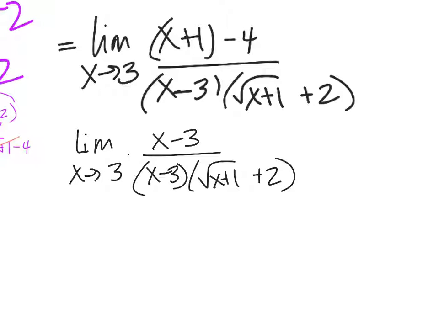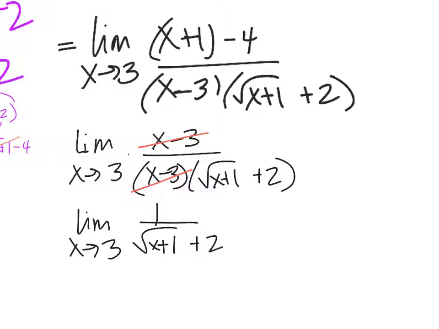What do you see? X minus 3? I see it twice. I see it on the top and the bottom. So since I see it on the top and the bottom, it cancels out. I'm left with the limit as x goes to 3 of 1 over the square root of x plus 1 plus 2. Okay?